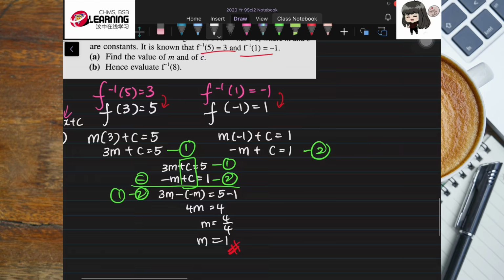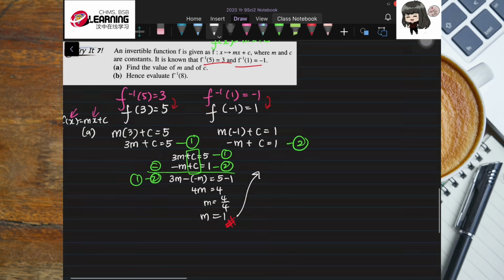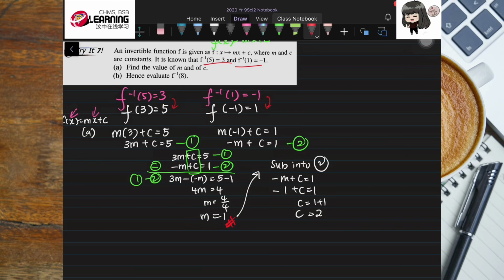And how about c? You sub in, let's say, equation 2. Okay, so negative m plus c equals 1, which is negative, your m is 1, plus c equals 1. So c equals 1 plus 1, which is 2. Ta-da!